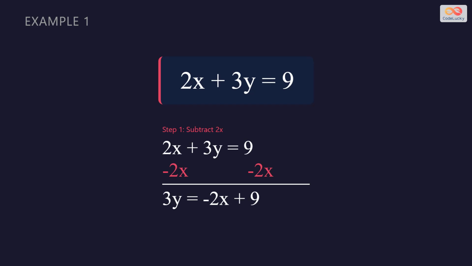Let's try a real example. We have the equation 2x plus 3y equals 9. Step 1 is to move the 2x. We subtract 2x from both sides. This gives us 3y equals negative 2x plus 9.